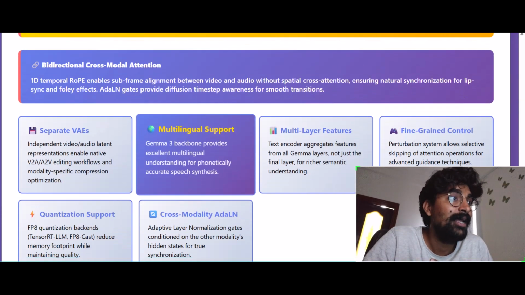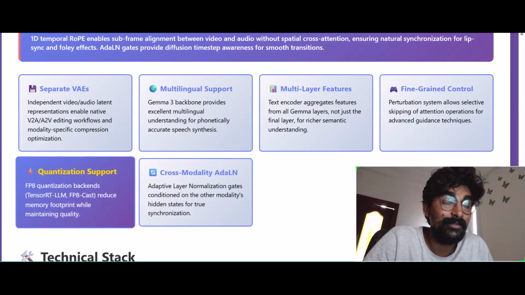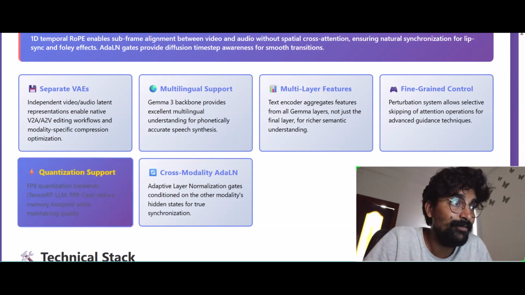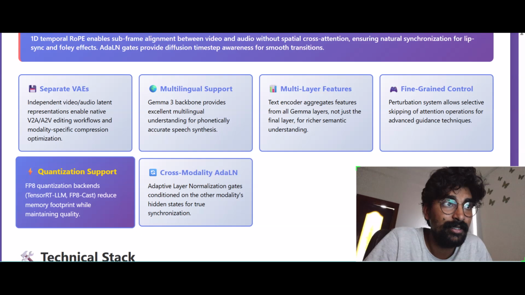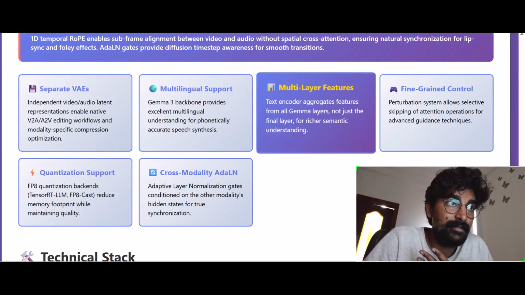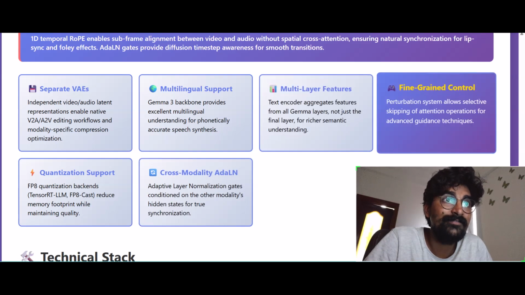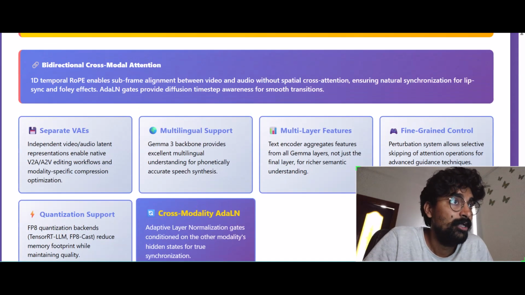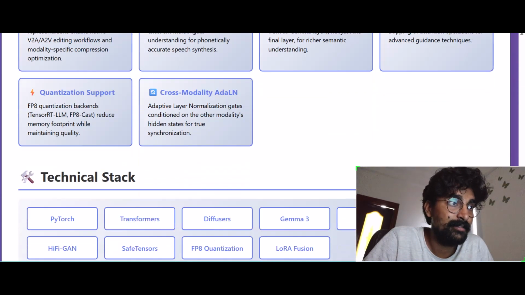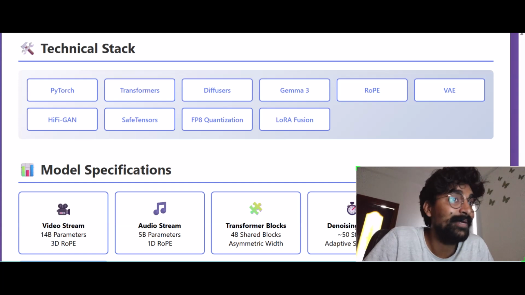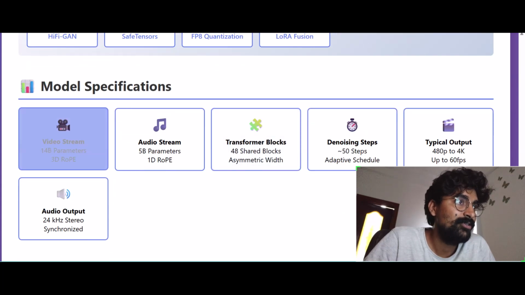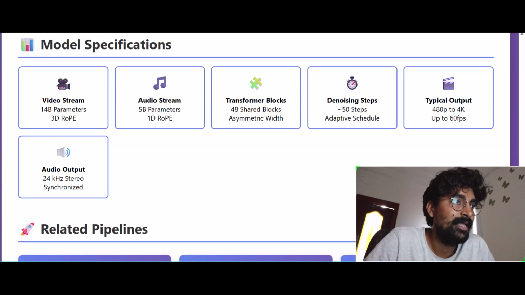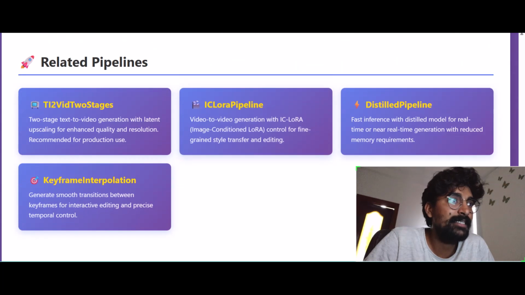Another key feature is bidirectional cross attention that I already talked about, and this is very important. Now you can also generate video fast with quantization, as it provides quantization support, plus cross modality, multi-layer features, and fine-grained control for controlling video. So these are the core features of the LTX pipeline. So what is the technical stack? PyTorch, Transformers, Diffusers, Gemma 3, ROPE, VAE, Hydra, tensors, quantization and LoRA fusions. So these are the model specifications.